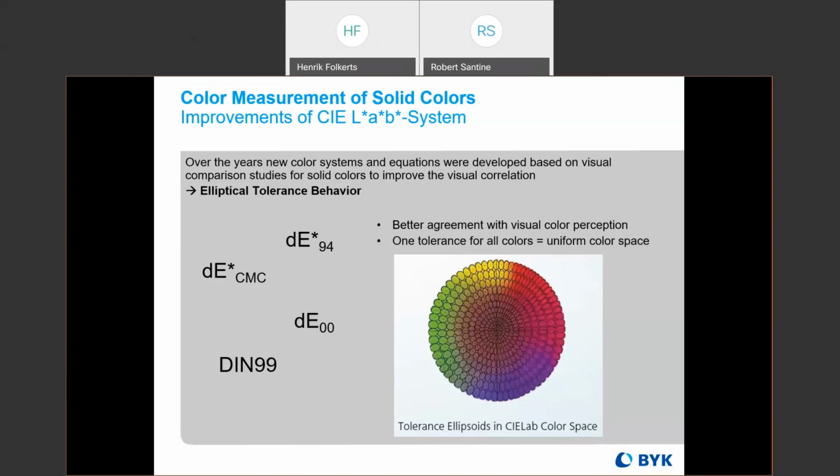And so because of that, there have been developments of more advanced color difference equations over the years, including delta E94, CMC, 2000, DIN99. The goal of all of these improved color difference equations is to make color space more uniform, so that a color difference of 1 for a green color looks the same as a color difference of 1 for a gray color or a red color or a purple color or whatever.